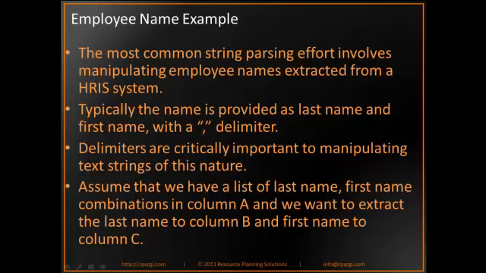You can use a comma as a delimiter. Sometimes you could even use a space as a delimiter, but you need to have something to grab a hold of so that you can figure out where to split the string, at least if you're trying to parse a name string. So here, assume that we have the last name, first name combinations in column A, and the goal is to get the last name to column B and the first name to column C.